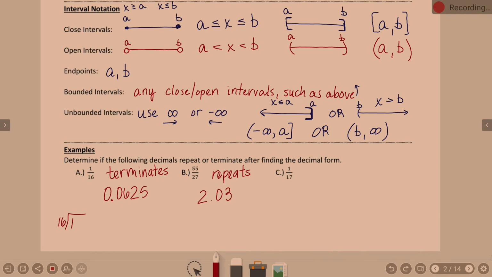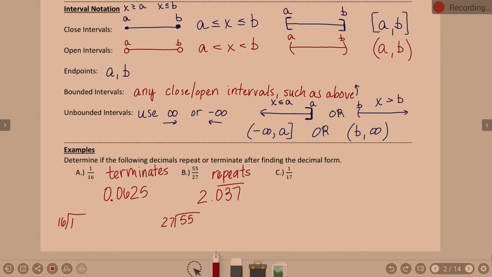2.037 repeating. Would long division show us that? It would take a little bit of work, right? But doing 55 divided by 27, it would get us there. We could keep going. We could show that it repeats.